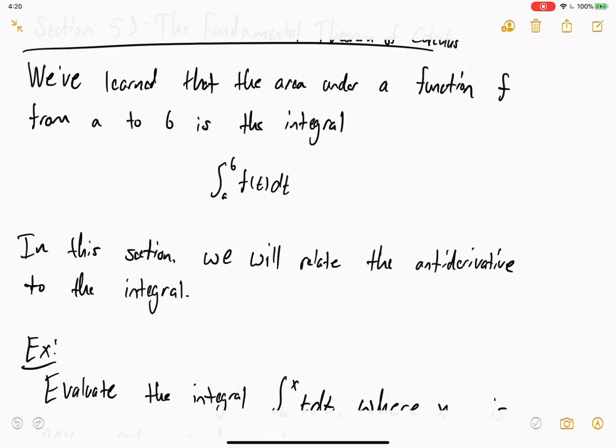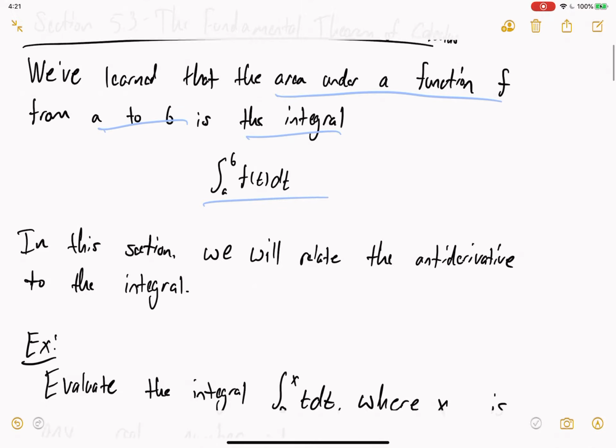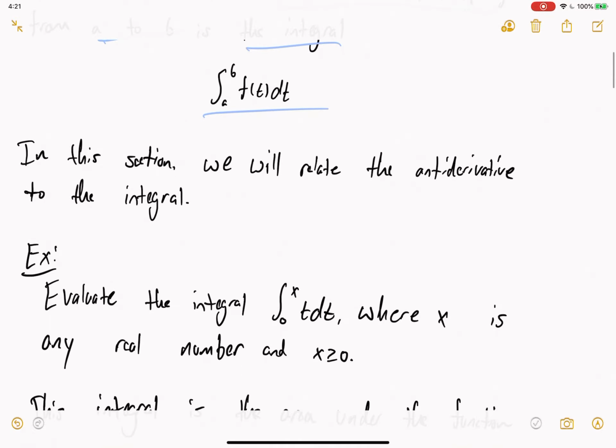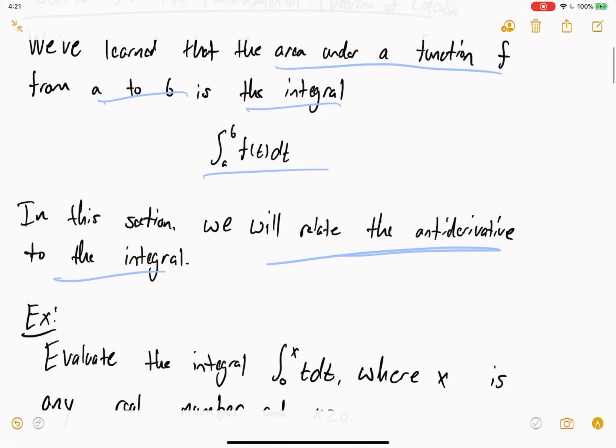So far, what we've done is more about integrals. We've done definite integrals and how we can solve them using limits. So remember that the area under function f from a to b is the integral from a to b of f of t dt. And the reason why I brought up the antiderivative is because in this section, we'll actually relate the antiderivative to the integral.